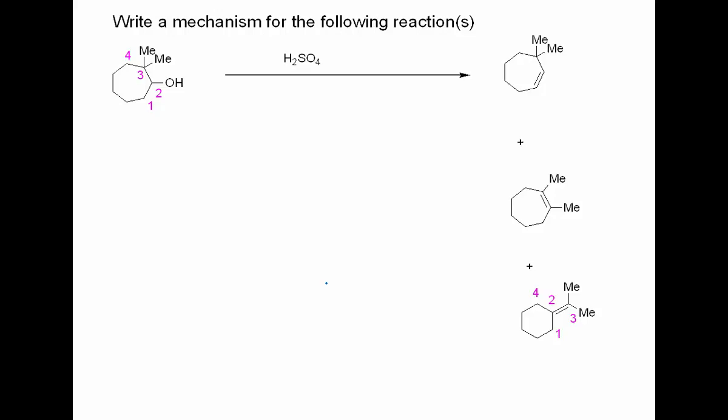And I believe this is the last one in the dehydration. Write a mechanism for the following reaction. It's a little bit more complicated than what I put on an exam because it's forming three products, but we should be able to figure out where these come from. And again, you should pause the video and do this one yourself. Normally, if I put this on an exam, I would allow you to just use H plus instead of H2SO4.